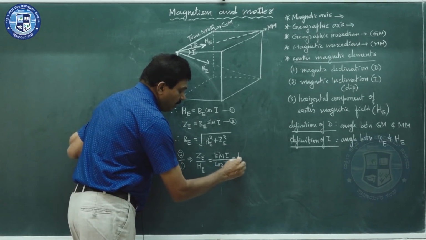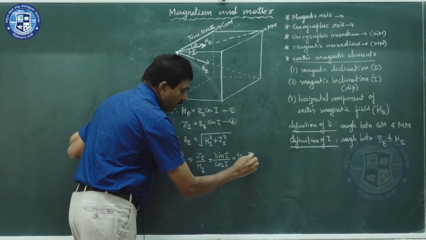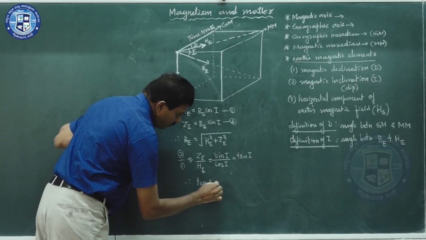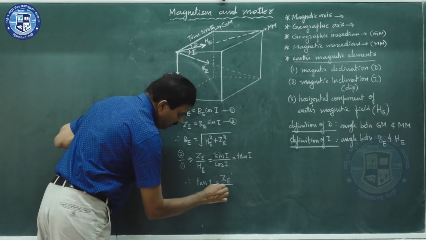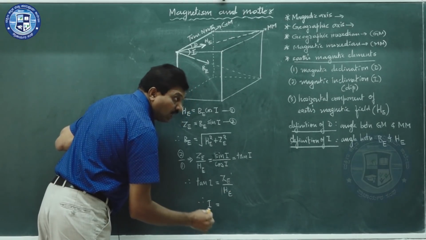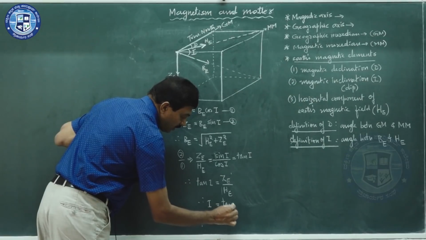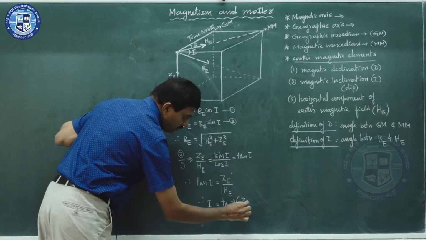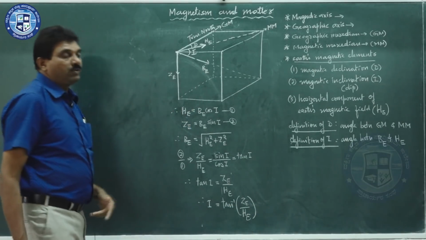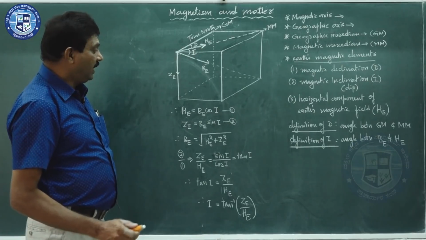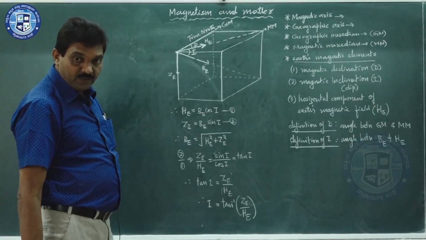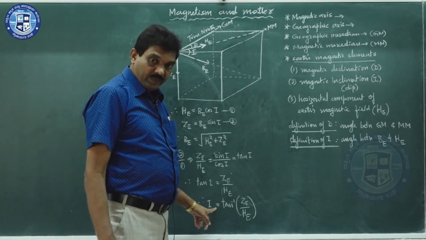What is sin I divided by cos I? It is equal to tan I. Therefore, tan I is equal to ZE divided by HE. Therefore, the inclination I is equal to tan inverse of ZE divided by HE. This is the expression for the angle of inclination, or it is the inclination, or it is the magnetic dip. This is also called magnetic dip.